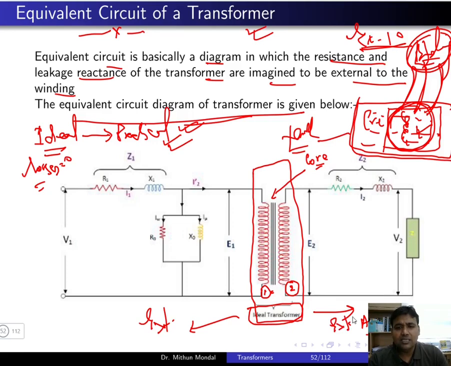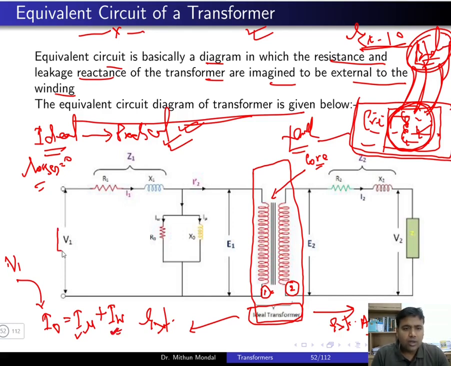So we have seen that the no load component of the current, I naught, is basically the vector sum of I mu, that is the magnetizing component, plus the core loss component, right? And this no load current is drawn from the supply voltage V1, which is used to establish a flux in the core of the transformer and to supply the core loss, that is the hysteresis loss and the eddy current loss.